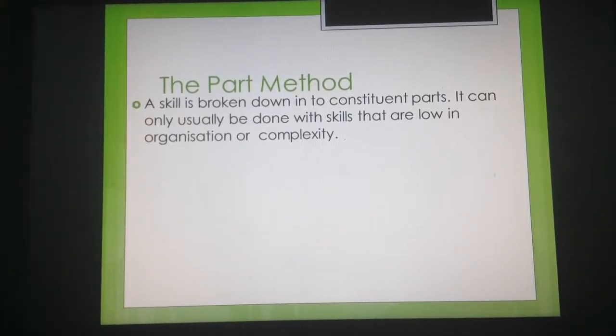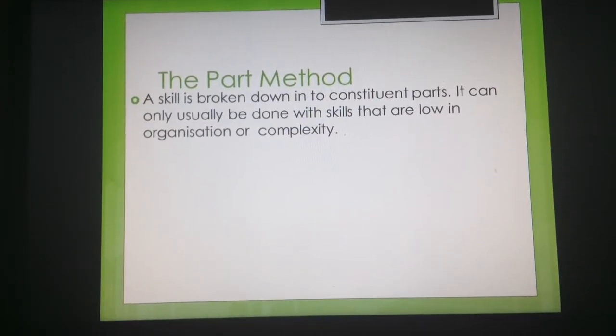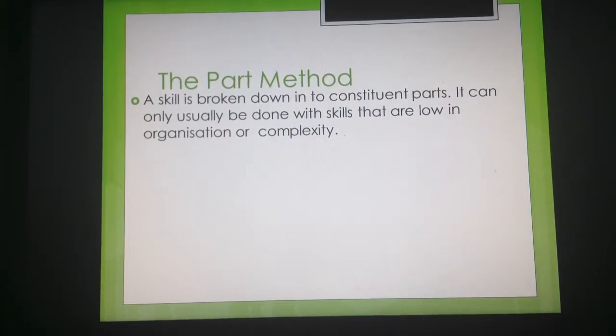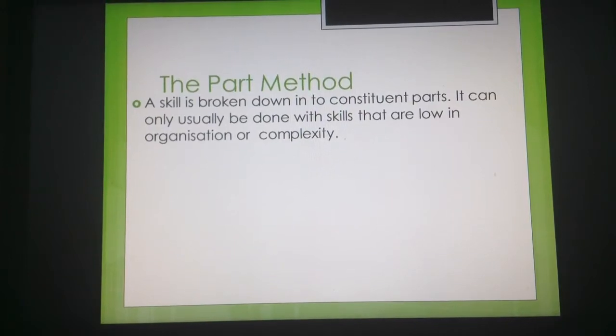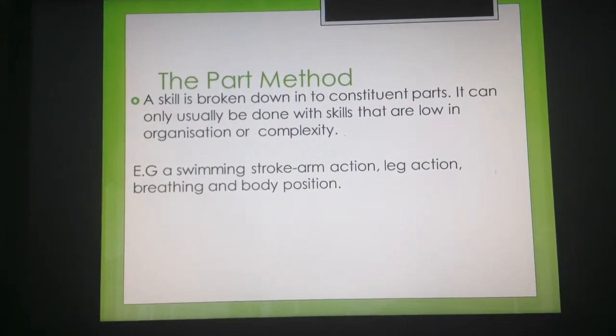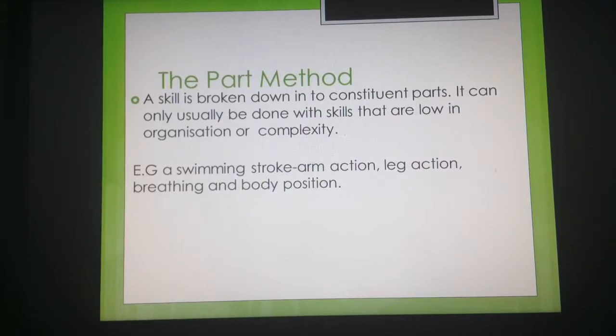So the part method. So within this method of practicing, a skill is usually broken down into its constituent parts. So it can only be done with skills that are low in organisation or low in complexity. So for example, we could go with swimming. A swimming stroke is broken down into these parts: arm action, leg action, breathing, and body position.